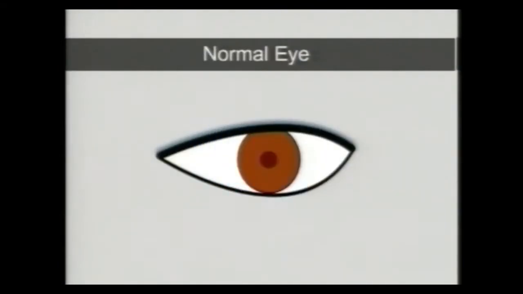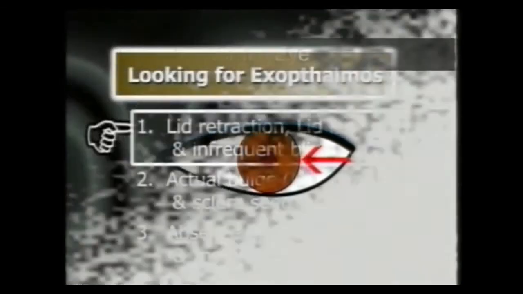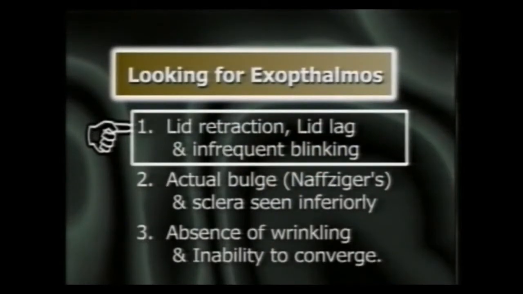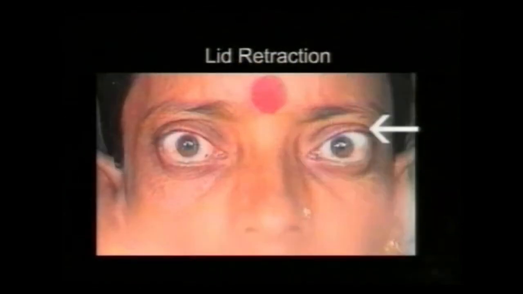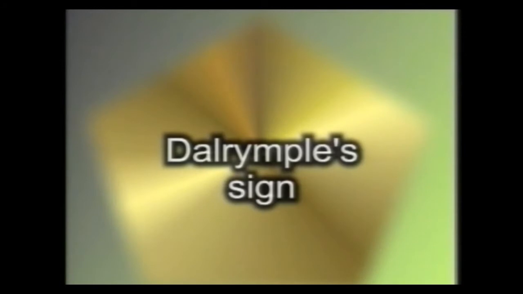Ask the patient sitting upright on a stool to look horizontally forwards towards a distant object at eye level. Normally, the lower lid just touches the limbus at 6 o'clock, while the upper lid covers the upper margin of the cornea from 11 to 1 o'clock. Limbus is the corneal margin. The early eye signs of thyrotoxicosis are lid retraction, lid lag, and infrequent blinking. The earliest eye sign to appear is the lid retraction with resultant widening of the palpebral fissure, also termed as Dalrymple's sign.